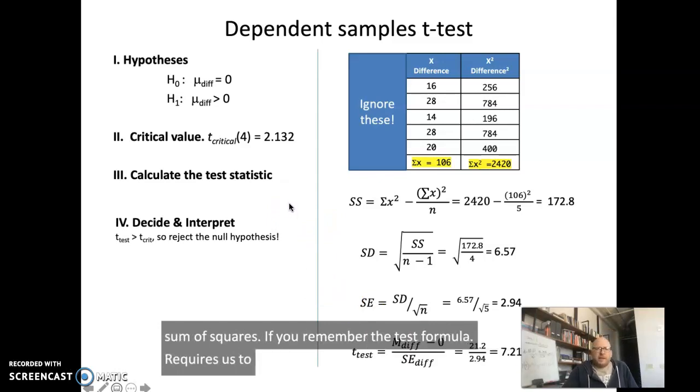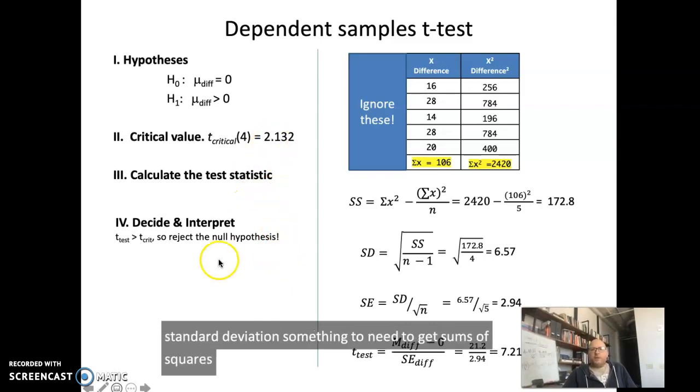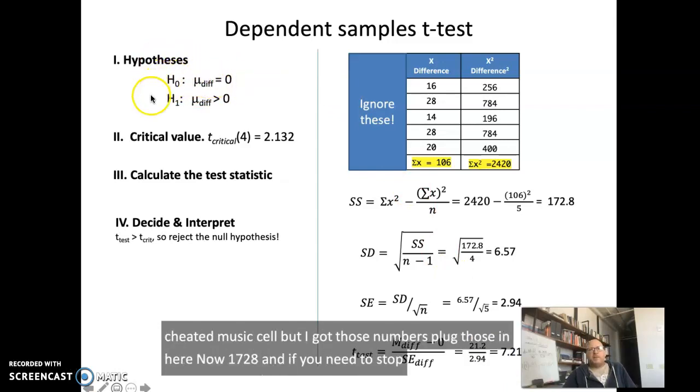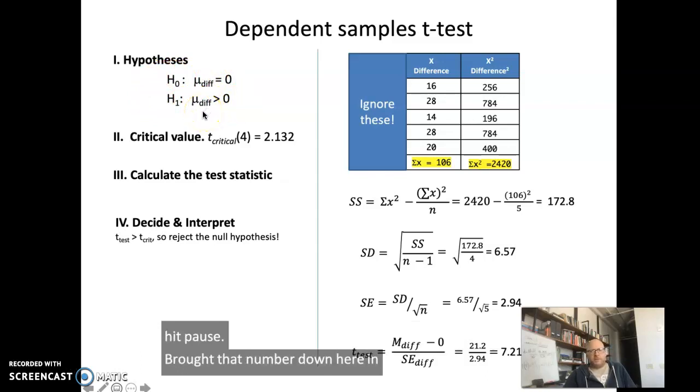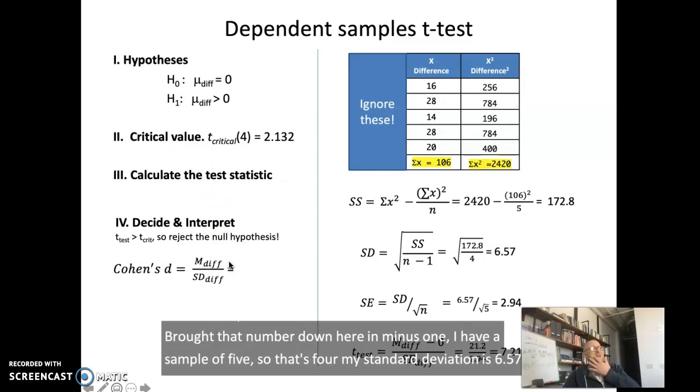Final step, get to make my decision. My critical value is 2.132. My test value is 7.21, which is much higher, and therefore I can reject the null hypothesis. I'm going to reject the assumption that nothing has happened and say, yes, my mean probably does come from a different group. Stair climbing probably does increase heart rate more than the elevator does. So I think I've done a pretty good job of showing that altitude is not causing this.